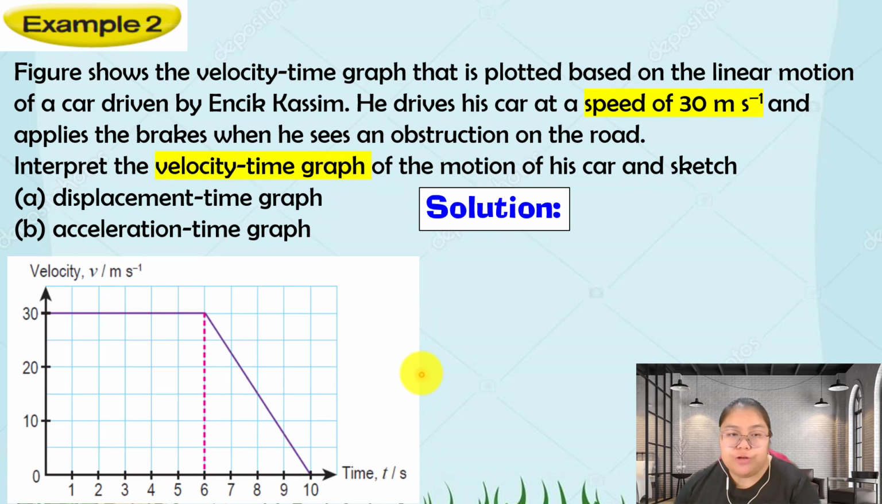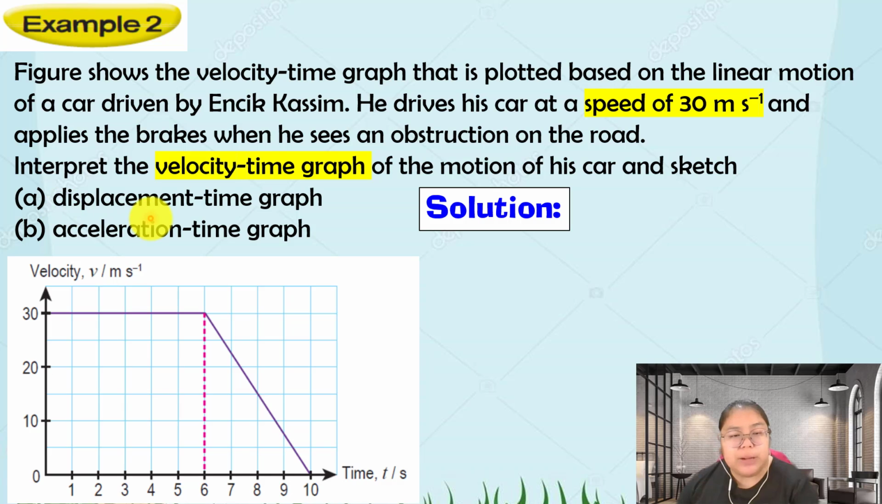Now we are going to try a VT graph. This is example 2. They plot the linear motion of a car driven by Encik Kasim. He drives his car at a speed of 30 when starting. After that, he applies the brake when he sees an obstruction on the road. Now we interpret the VT graph. You need to sketch this VT graph, later convert it to displacement, and also convert it to acceleration.